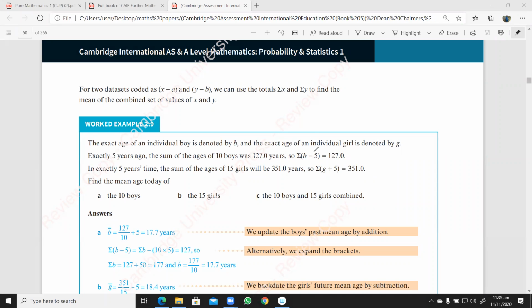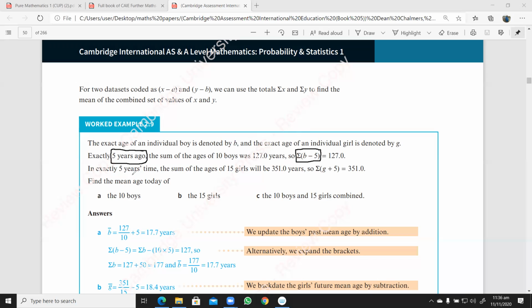127.0. Why did he write sigma B minus 5? Yes? Sir, because if an individual's age is B, then 5 years ago it would have been B minus 5, and when you add all of the ages exactly 5 years ago, then yeah, we have to go 5 years back. So that is why there's B minus 5. That means each individual's age is going 5 years back.